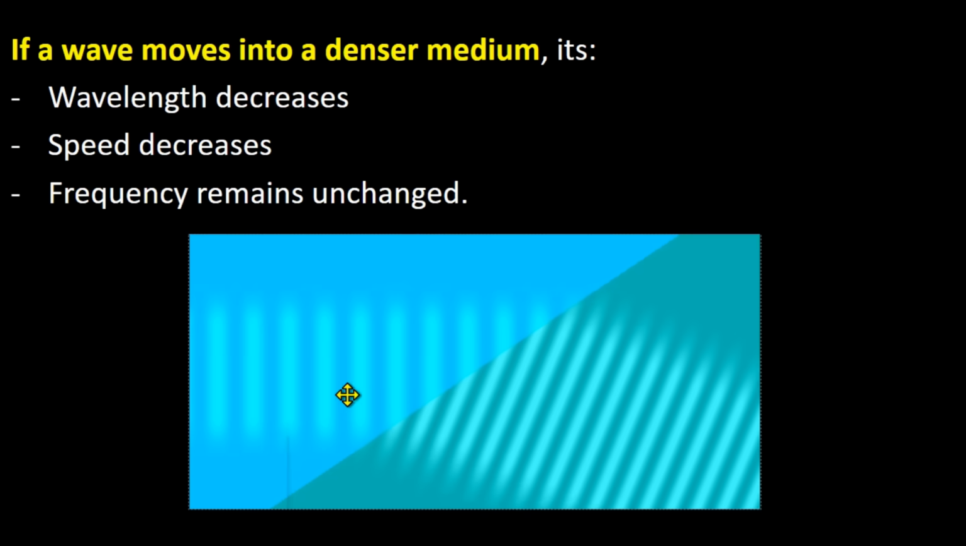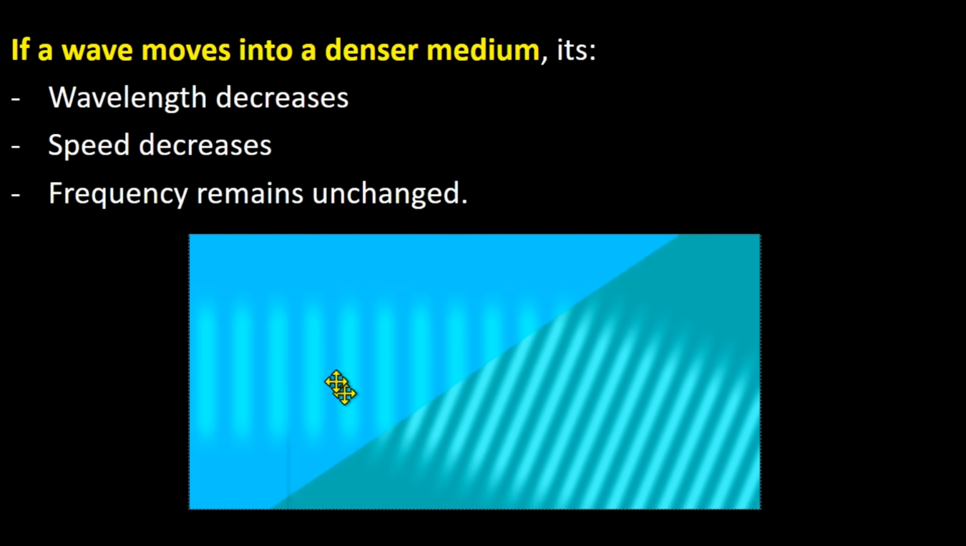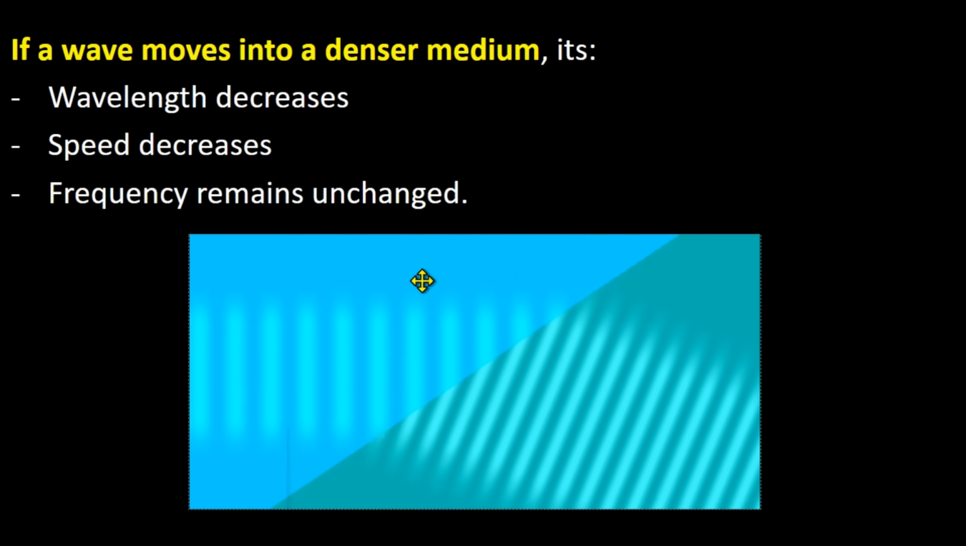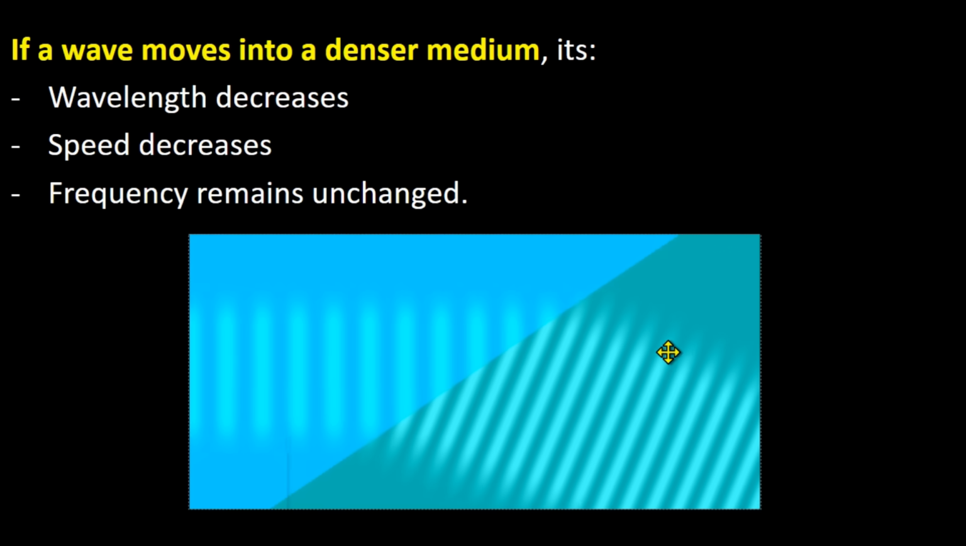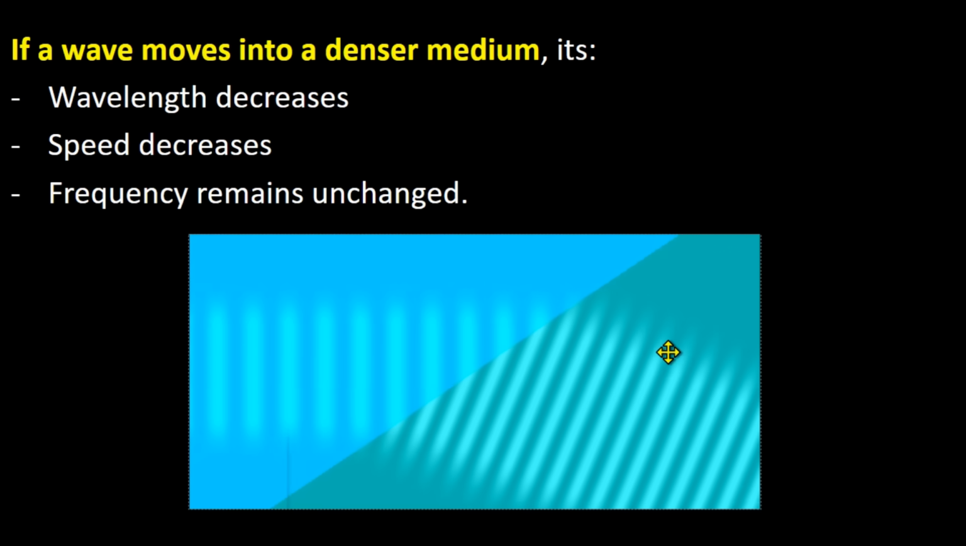This is called refraction. Basically, the wave is being propagated from one medium to another, but the second medium is going to have a different density from the first medium, causing the wave to bend.